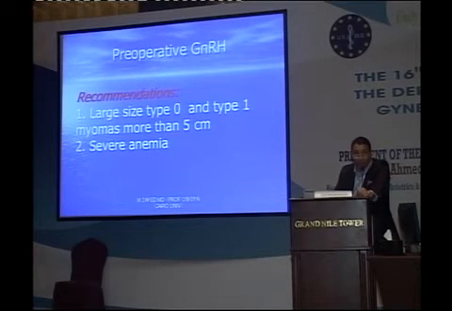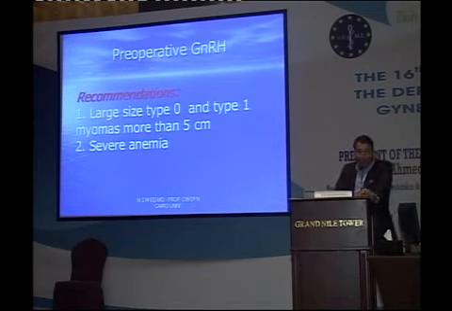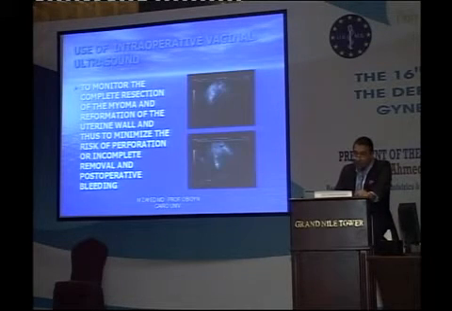The preoperative GnRH, I don't use it myself, and we did not use it in the study that I'm going to present in a while. However, it might be indicated for those patients who have severe anemia and a fibroid that is very large in size and type 0. However, if you consider type 0, the blood supply to the fibroid has already been interfered with, so the GnRH will not produce an effect. So I would go only for severe anemia.